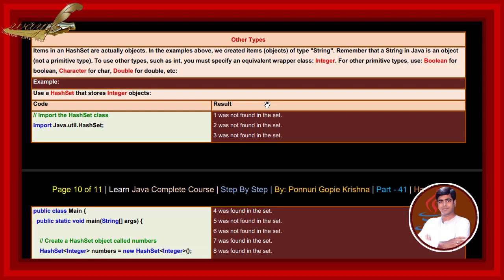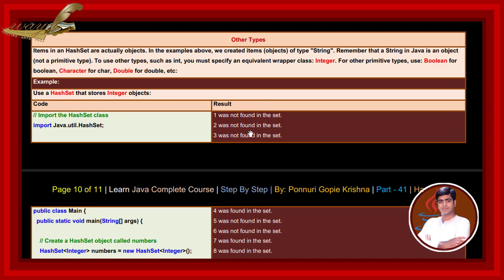Other types. Items in a HashSet are actually objects. In the examples above, we created items, objects of type String. Remember that String in Java is an object, not a primitive type. To use other types such as int, you must specify an equivalent wrapper class: Integer. For the other primitive types, use Boolean for boolean, Character for char, Double for double, etc.